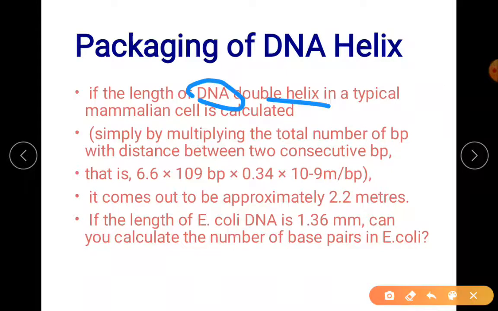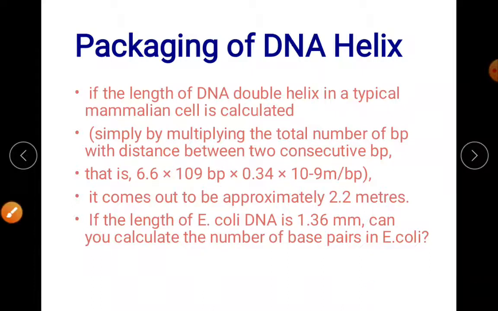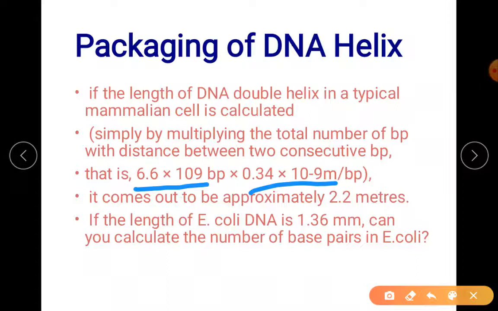This DNA double helix, if you understand in mammalian cells, to know the length, we have to know how many base pairs are there. Please note, this is 10 to the power 9. This is 10 to the power minus 9. Okay, so please note that. Now this is your number of base pairs, and this is your distance between two consecutive base pairs. So how it is multiplied, it's explained here.